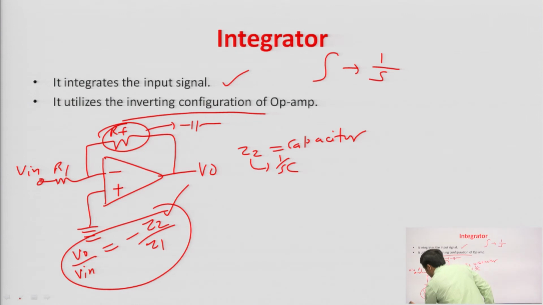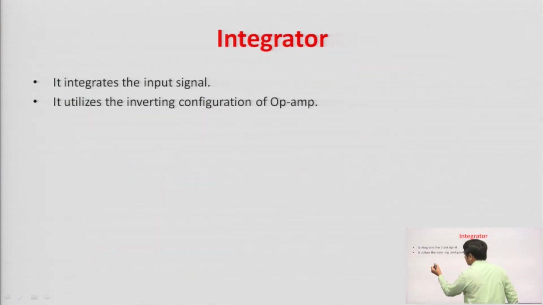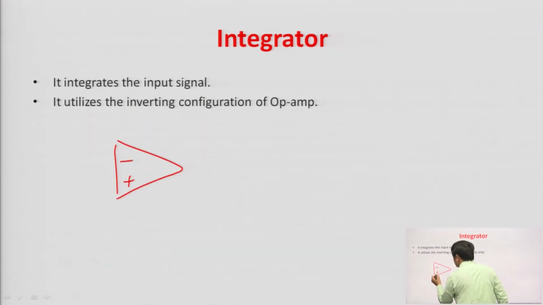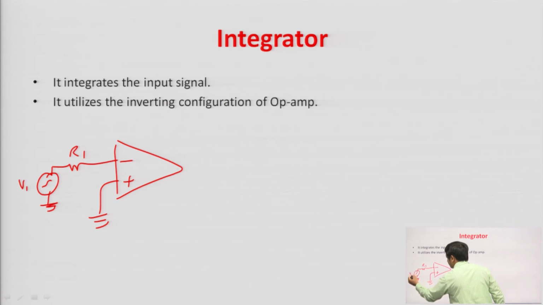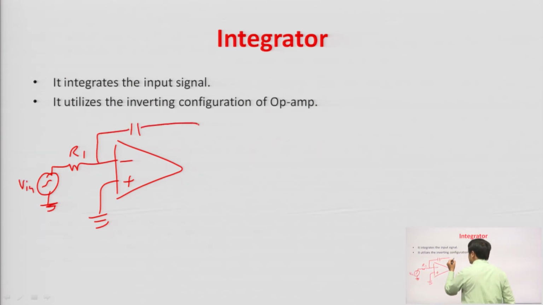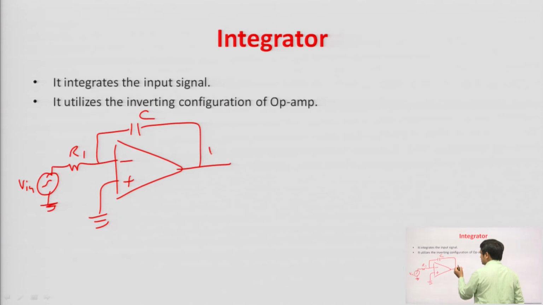So, it means that the circuit for the integrator will be: at the input there will be a resistor, this is your input signal V in, and in the feedback there is a capacitor C, and this is the output voltage V naught.